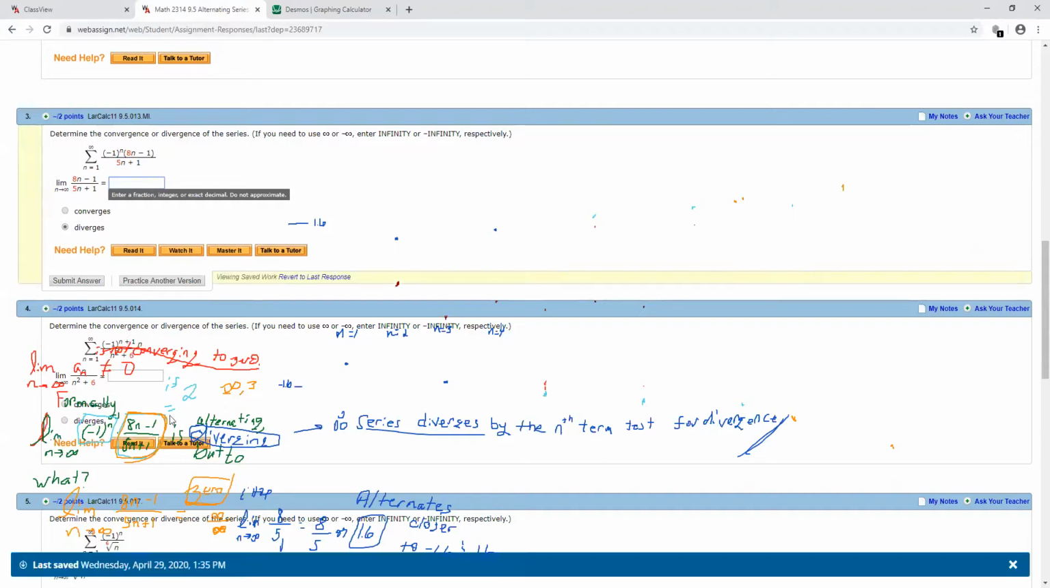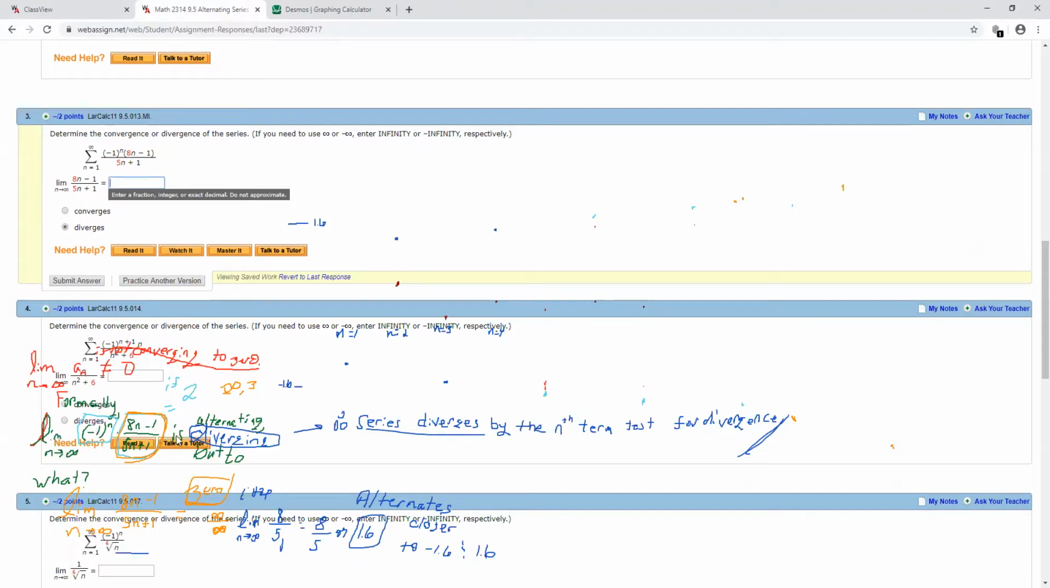We took the limit, the first step, the limit of the individual terms without the alternating part, and we got 8/5, or 1.6. Because it's alternating, half of the terms are going to 1.6, the other half are going to negative 1.6, which means the terms of the sequence are not getting closer to 0, and we're done by the nth term test for divergence. So here they want us to put either 1.6 or 8/5, either one, and we're done.